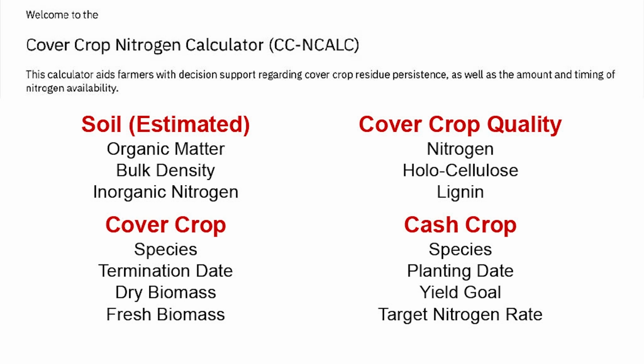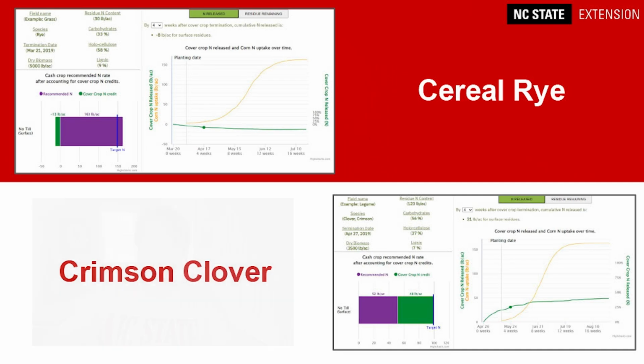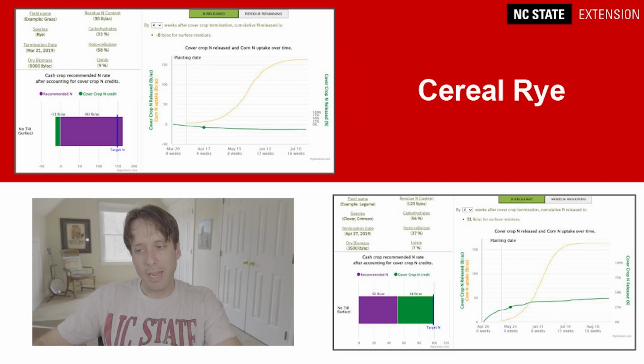You feed it this information, it's going to show you two things. First, it's going to show you the nitrogen impact from that cover crop residue. So this top one here, this is cereal rye, a high C:N ratio cover crop. It's calculating that we'll experience nitrogen immobilization and see a nitrogen penalty of 13 pounds per acre because of that cover crop.